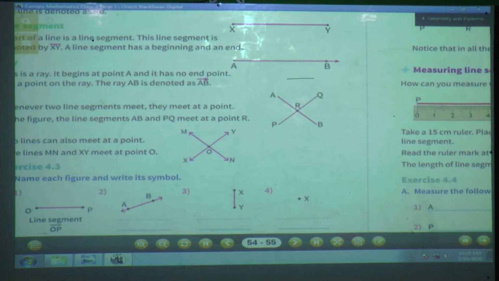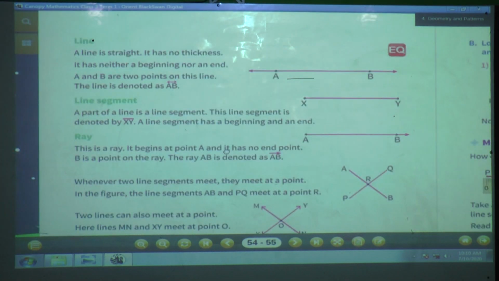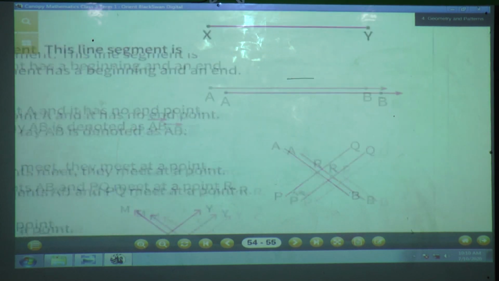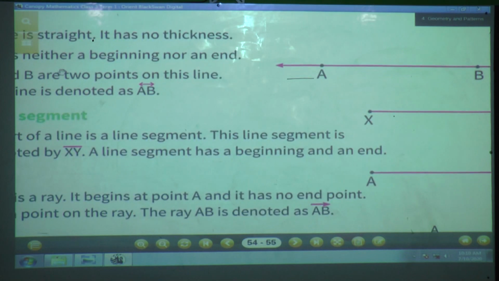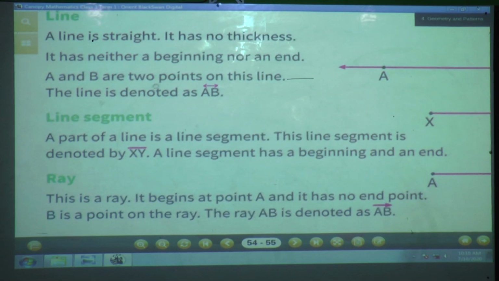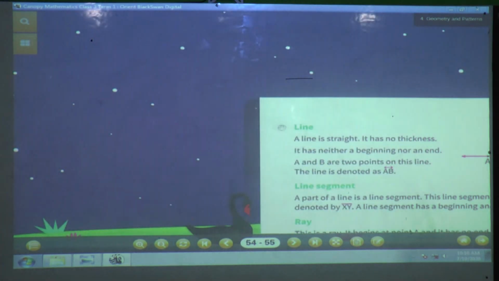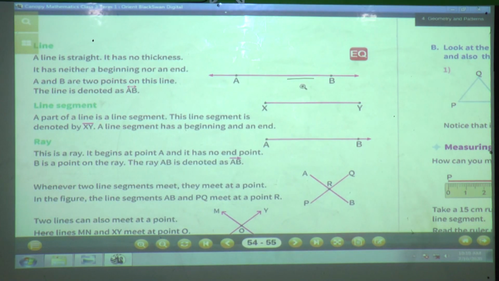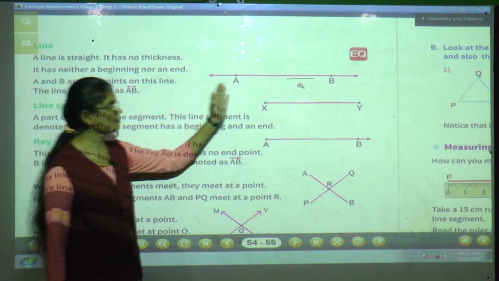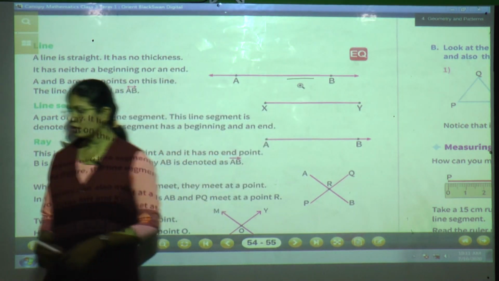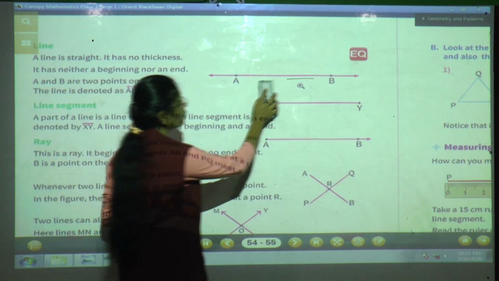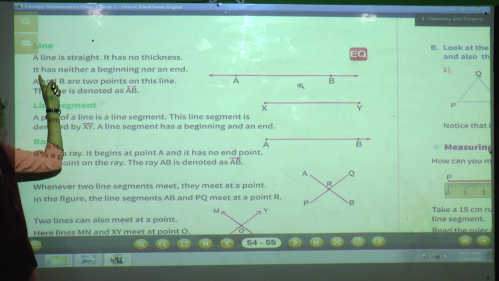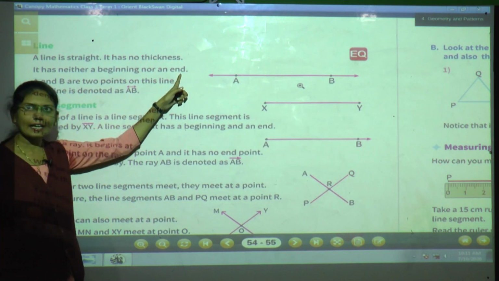line. A line is straight. It has no thickness. If you see the line, it has no thickness. It has neither a beginning nor an end point. If we see, this is a line. Here you can see the two arrows on both sides. Why are the arrows there? Because it has neither a beginning nor an end point.